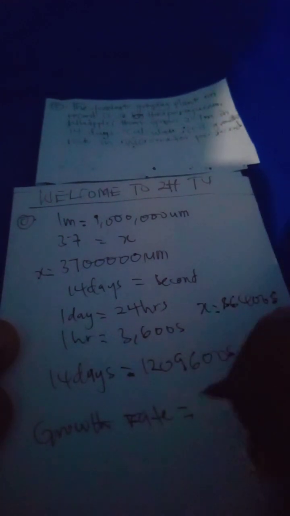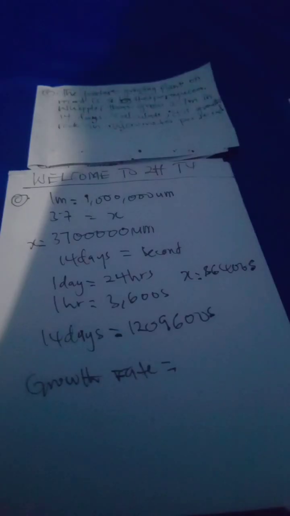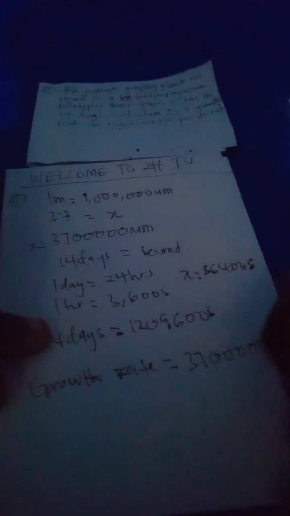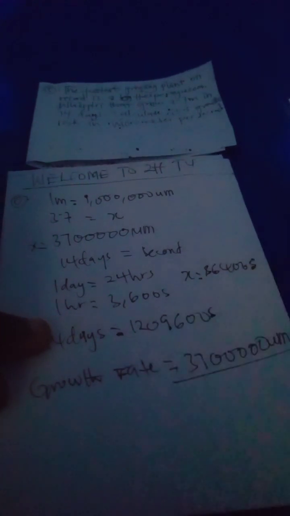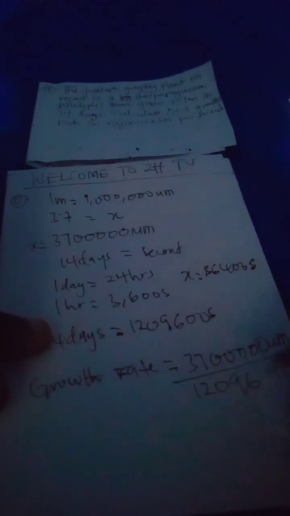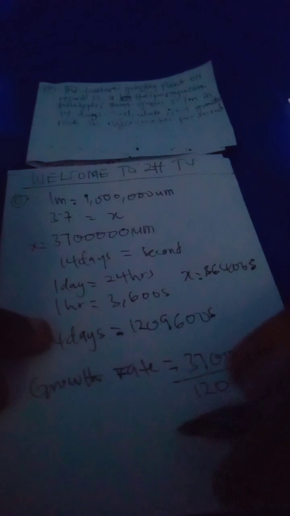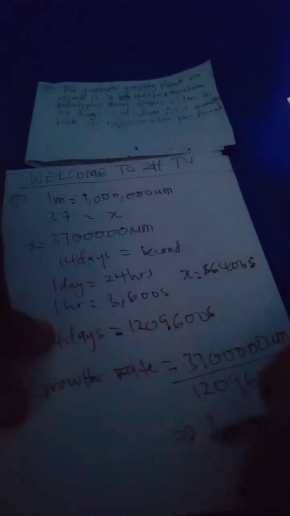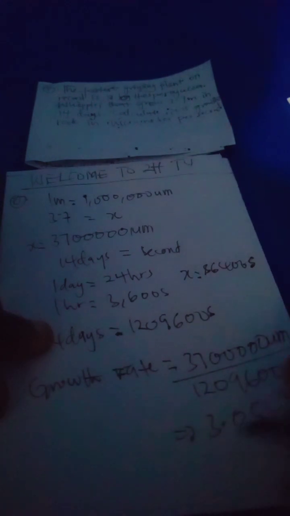So we divide to find the growth rate. We divide the value we found in micrometer, 37123450 in micrometer. We divide it by the 14 days in seconds, 1209600. So when you divide that with your calculator, you get 3.0 0.05. So approximately, let's say we get 3.1. So this is the growth rate.